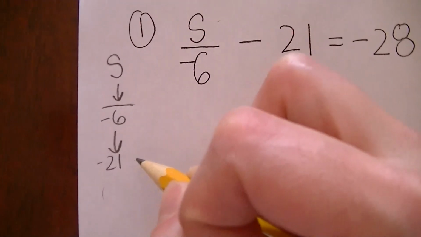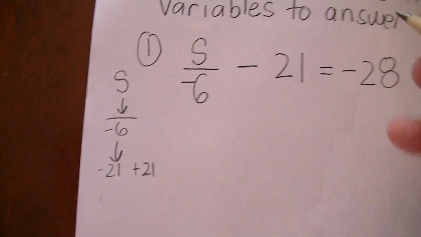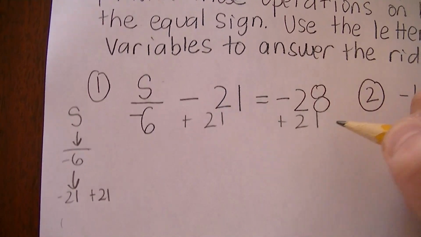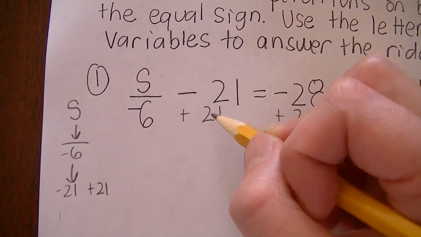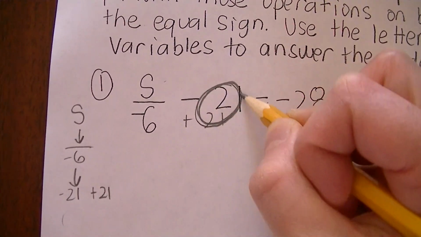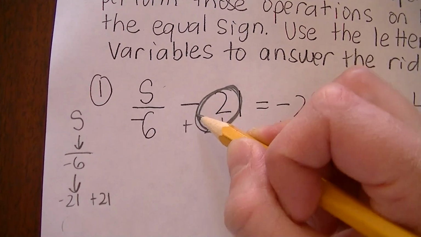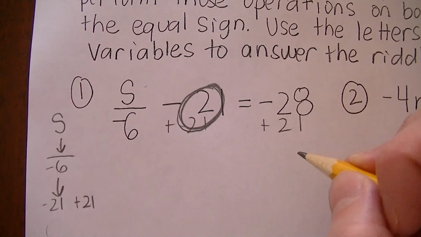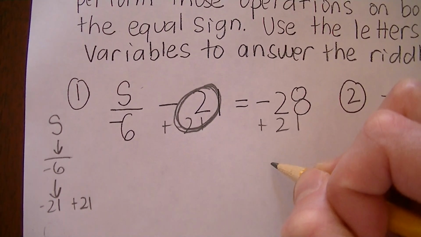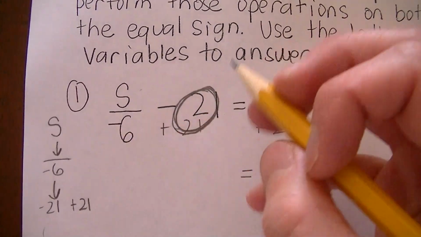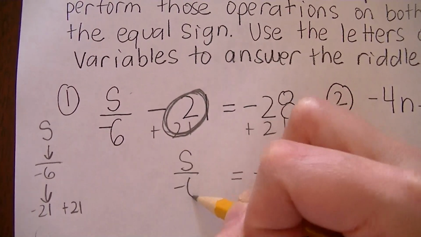So the inverse operation of subtract 21 is to add 21. So we're going to do that to both sides of that equal sign. Okay? -21 plus 21 is 0. That's where I want you to write the 0 through it. Don't write the 0 underneath it because that might mess you up later on. -28 plus 21 is -7. And then bring down your equal sign and then bring down your s divided by -6.